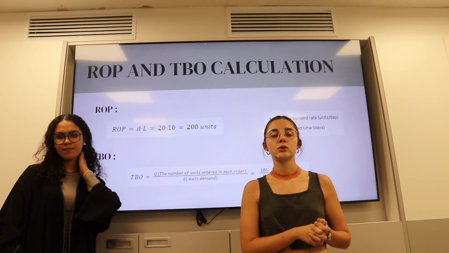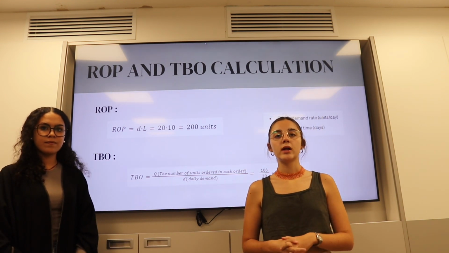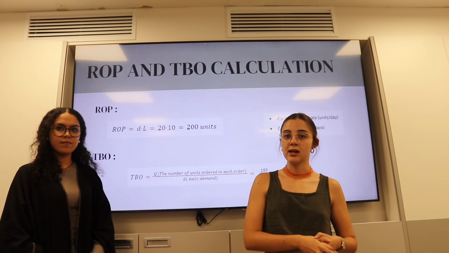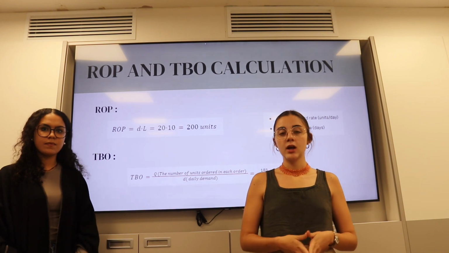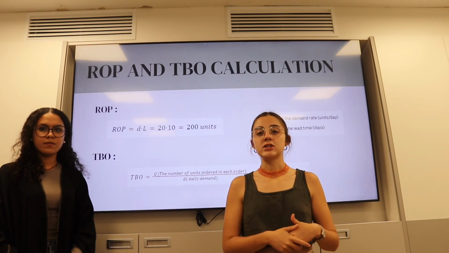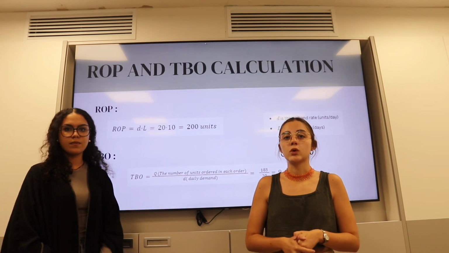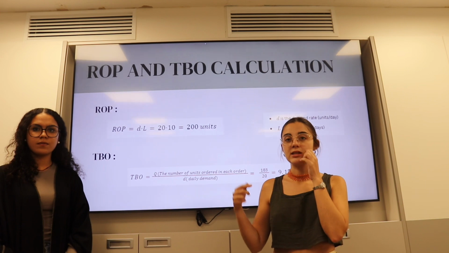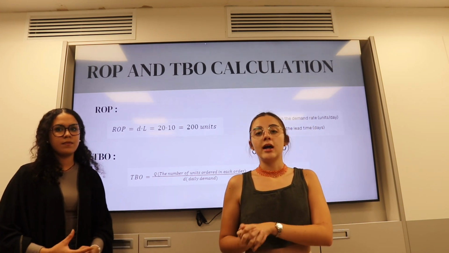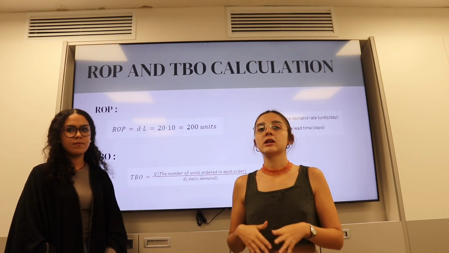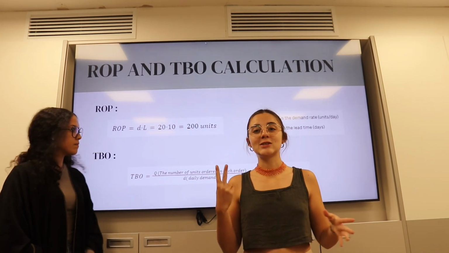Okay, now we are going to calculate the TBO and ROP. So, to the conclusion of our analysis, we turn our attention to the timeline of our inventory. We have to recognize its significance in optimizing our procurement strategy, and this evaluation leads us to compute two critical metrics: the time between orders, TBO, and the reorder point, ROP. However, before delving into the calculation, it is imperative to establish a clear understanding of these two concepts.